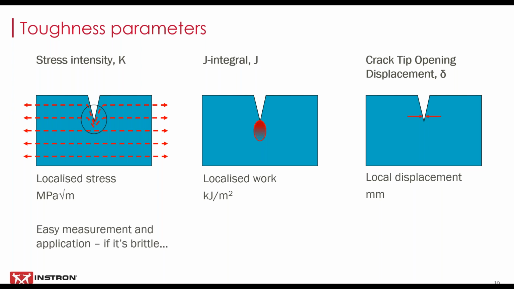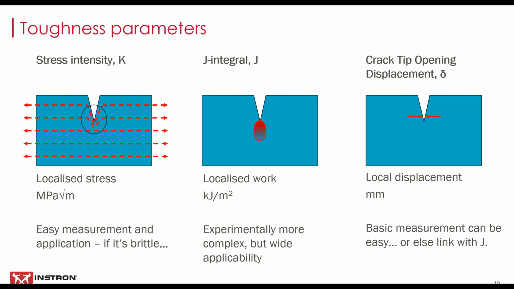So what are these three? How do we choose which one? Well, stress intensity, okay, it's a relatively easy measurement, and it's relatively easy to apply for design engineers. And it works really well if you've got a fairly brittle material. However, we don't only design with aluminium and titanium. So J integral, it's a lot more complex to determine experimentally. But in principle, you can apply it to absolutely anything. If you really want to, you can apply it to a brittle material as well.